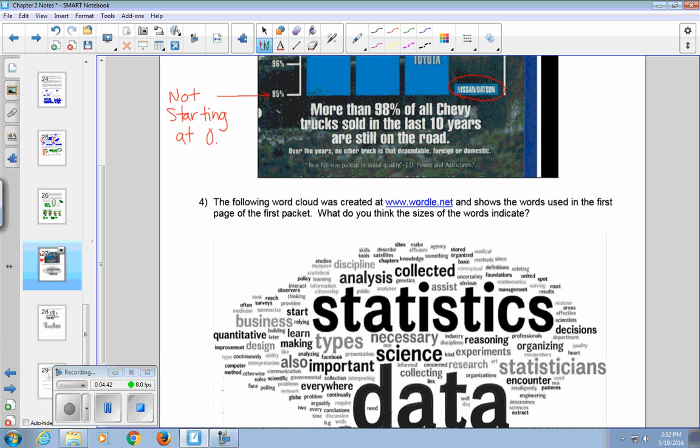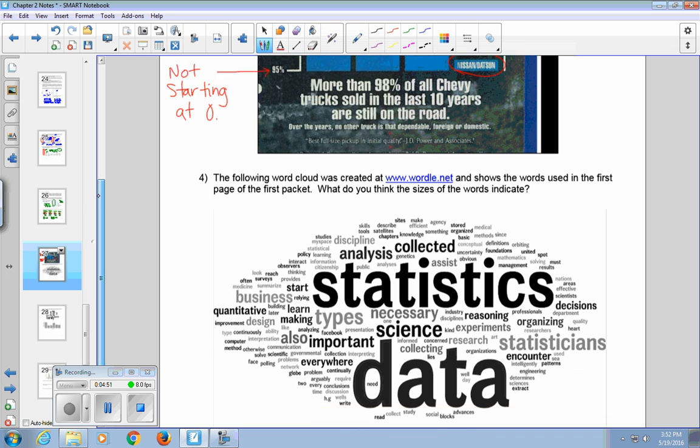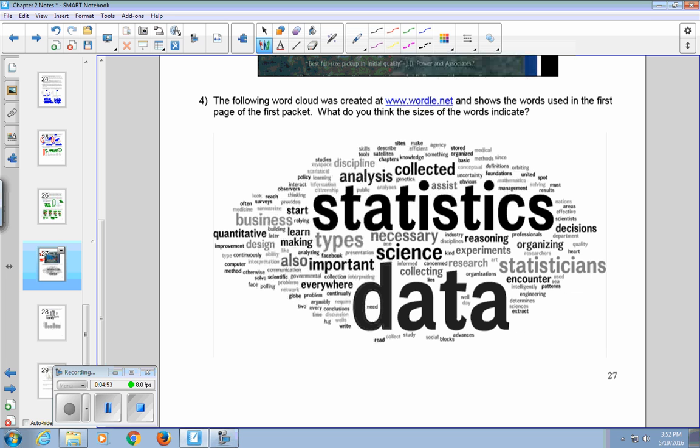Number 4, the following word cloud was created at wordle.net and shows the words used in the first page of your first packet. So what do you think the sizes of the words indicate? If you take a closer look at it, the larger words were used more often. So the number of times that it was used is indicated by the size. These smaller words, like the word "to," were probably only used once on that entire page. But a word like "statistics," its relative size shows that it was used a lot more often.